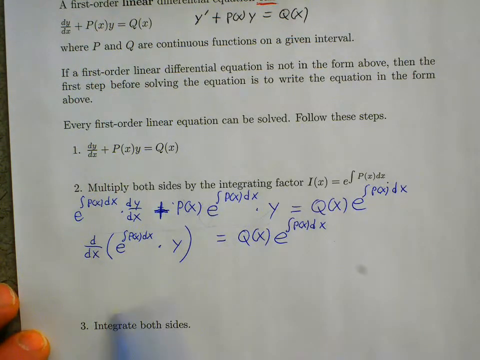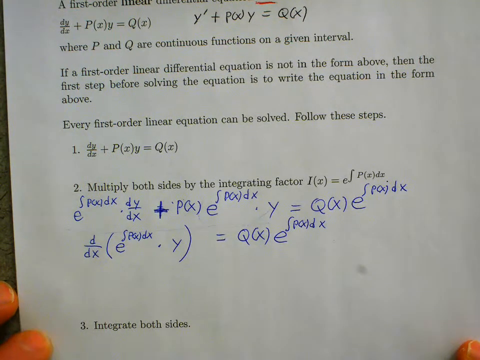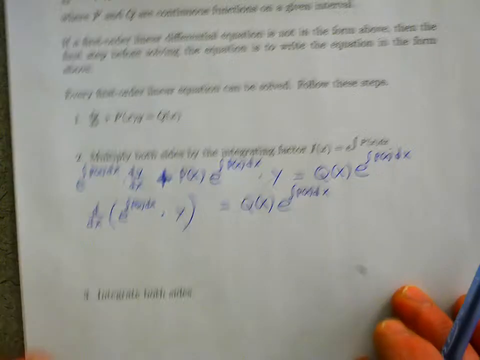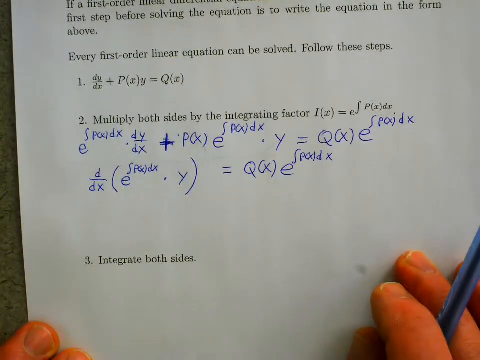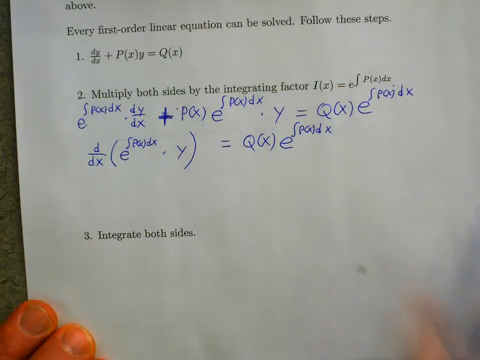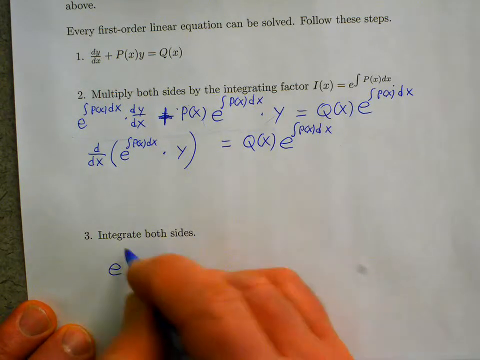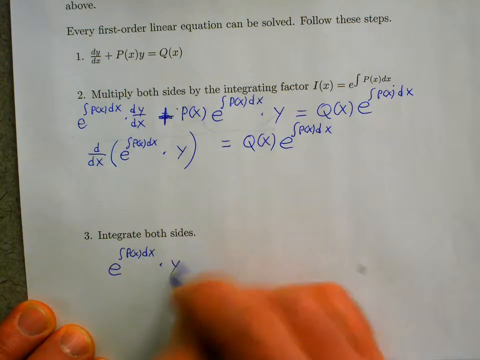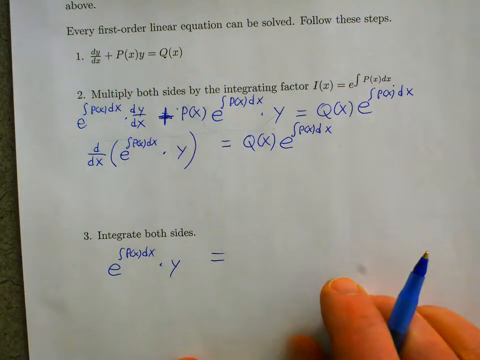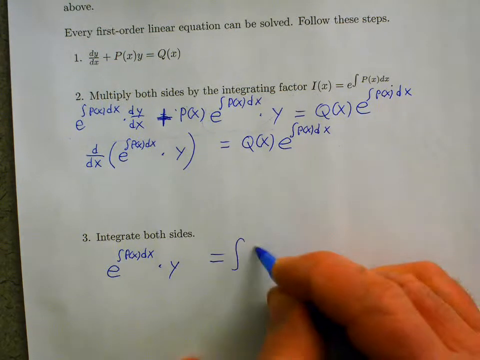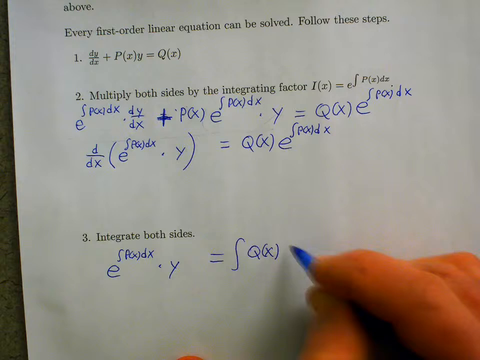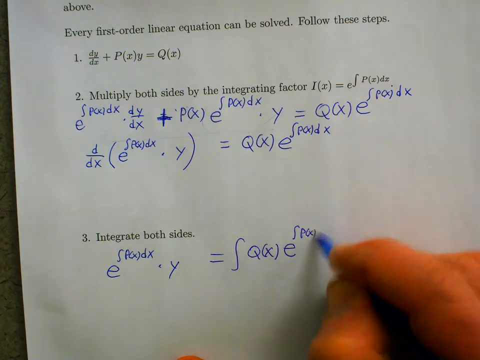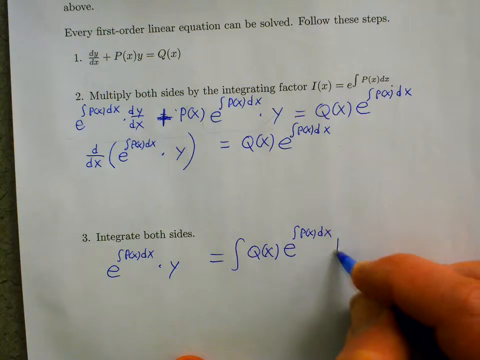And then we integrate both sides. So when we integrate the derivative of a function, we just get that function. So on the left-hand side, when we integrate, we get e to the integral of p of x dx times y. And on the right-hand side, we'll just write the integral of q of x times e to the integral of p of x dx, and then dx.